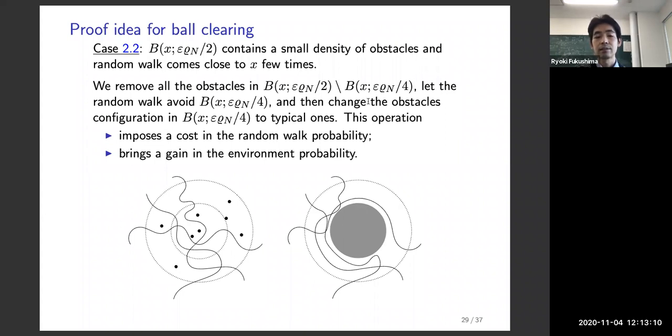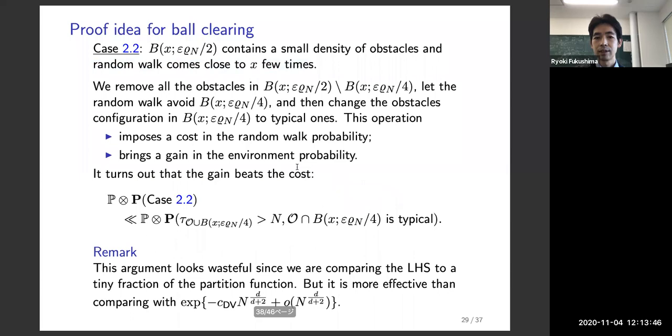And it is this third operation which gives us a huge gain in the environment probability. The gain in the probability is proportional to exponential of rho n to the d. And because we assume small density of obstacles, the first operation doesn't impose too much cost. And because the random walk comes close to x only few times, the second operation here, deformation of the random walk path, also doesn't cost too much. But in the end, in the third operation, we gain a lot. And therefore, it turns out that the gain beats the cost.